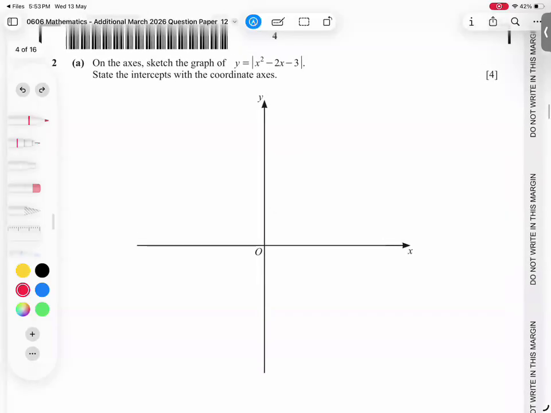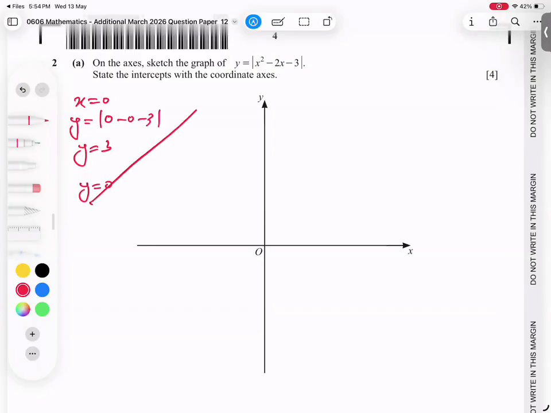Question number 2, students. We have a modulus function; we have to sketch this graph and state the intercept coordinates. It means one time we plug in x equals 0 and one time we plug in y equals 0. First of all, I plug in x equals 0. When I plug in 0 here, I'm getting modulus of 0 minus 3, so I'm getting a positive 3 value, basically. Second part, if you look carefully, we have to plug in y equals 0. When I plug in y equals 0 here, maybe there's a space problem, so I'm doing it on the other side.